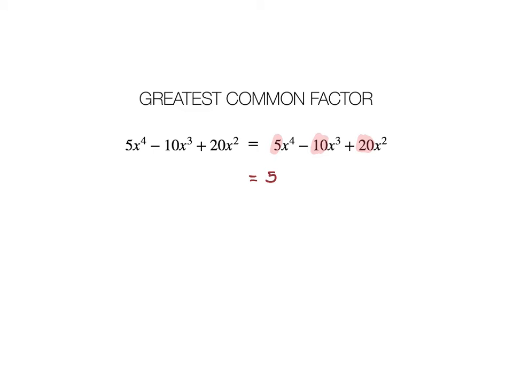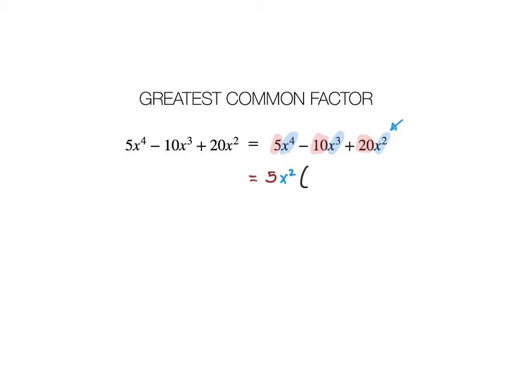Next, I'm going to look at my variables. It's x to the fourth, x cubed, and x squared. All of them have at most an x squared in them. Again, that's the lowest exponent on any of the x's. So I'm going to pull out that x squared.